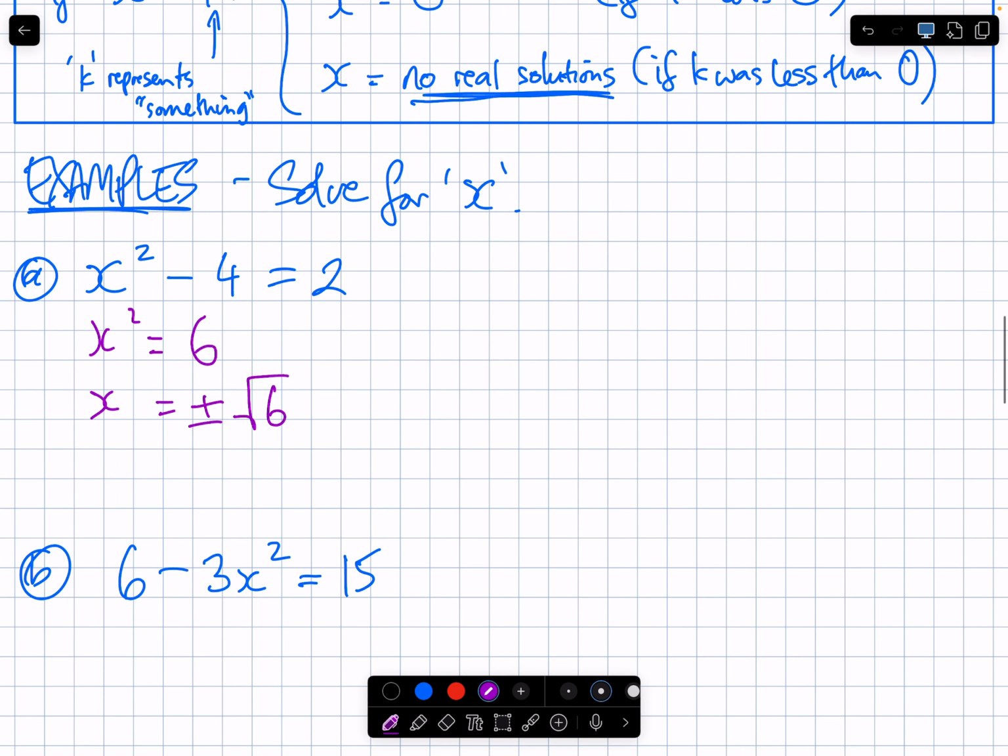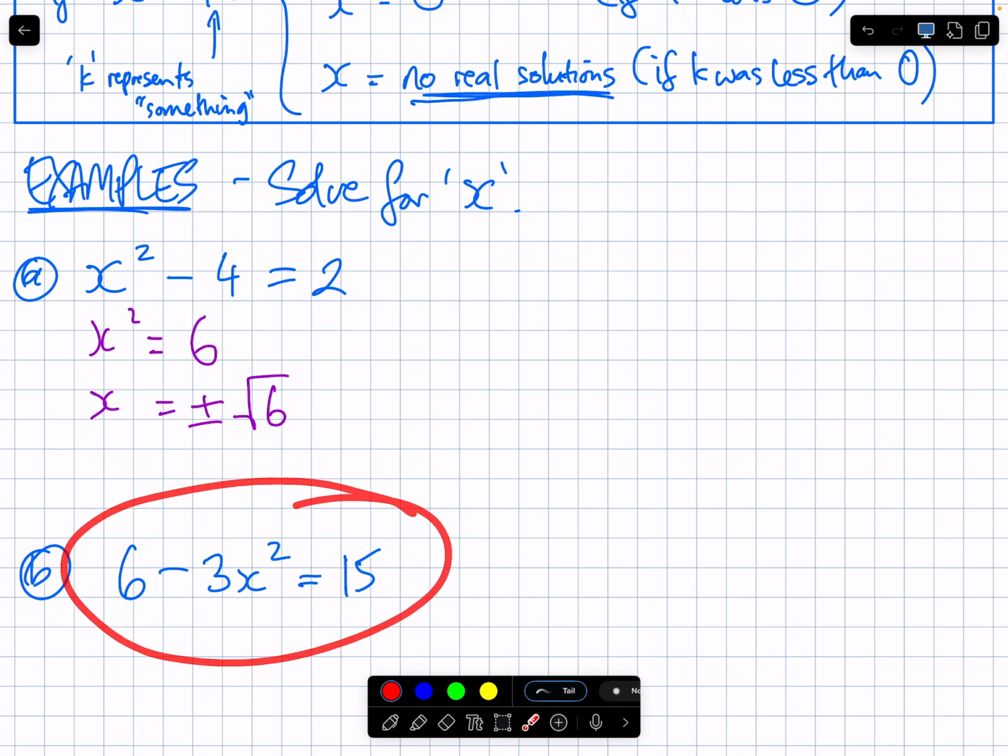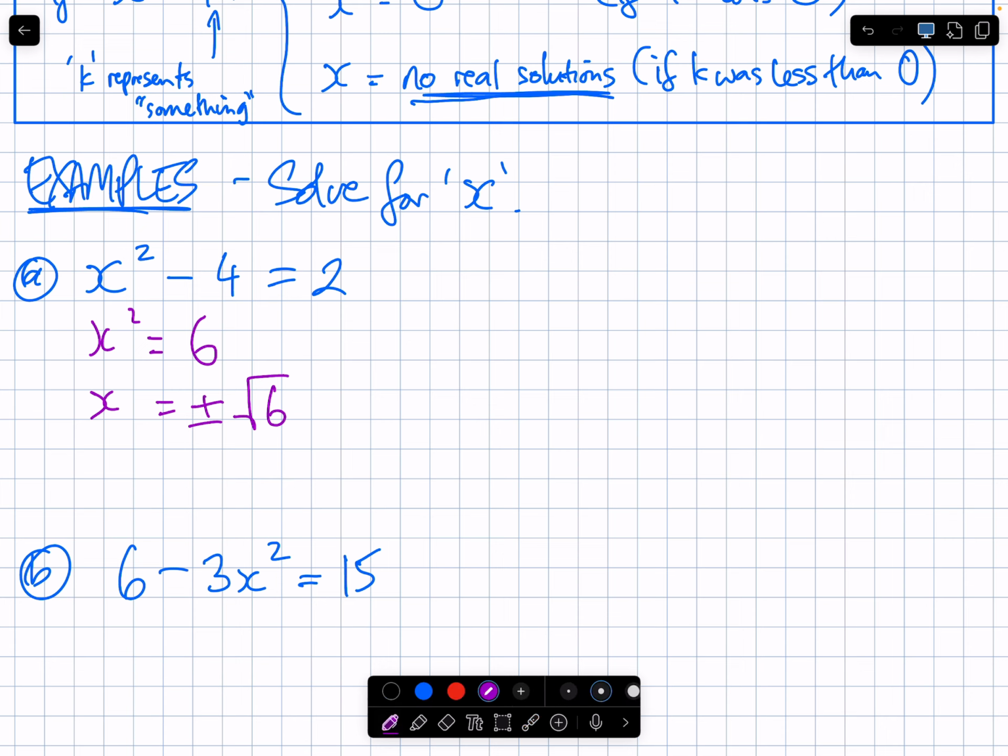Next one. You tell me, what steps will I take in this one to make it look like x squared is equal to k? It doesn't. There's three things there. What could I do to make this x squared is equal to k? Good. Negative 3x squared is equal to, what's 15 take 6?